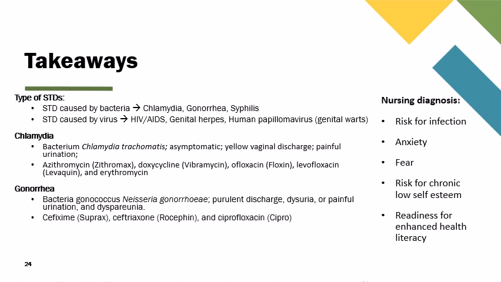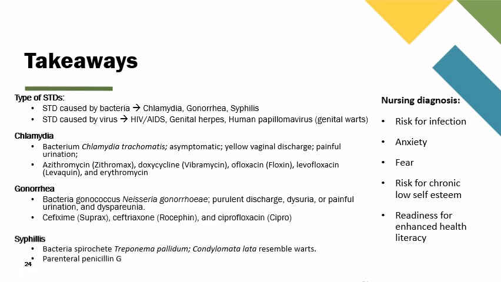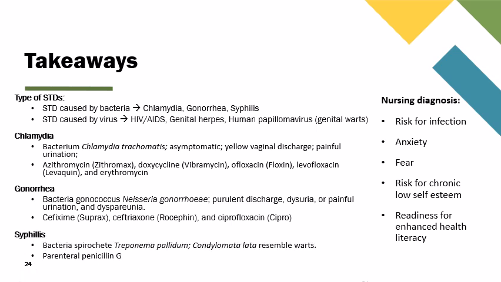Gonorrhea is caused by the bacterium Neisseria gonorrhoeae, and can have a purulent discharge, dysuria, painful urination, and dyspareunia. It can be treated using cefixime, ceftriaxone, and ciprofloxacin. Syphilis is also caused by a bacterium, the spirochete Treponema pallidum, and will have what we call condylomata lata that resemble warts, and will be treated with parenteral penicillin G.